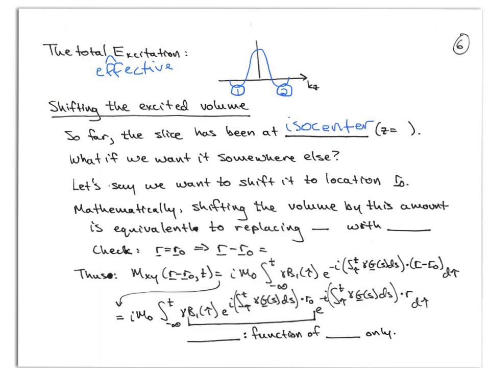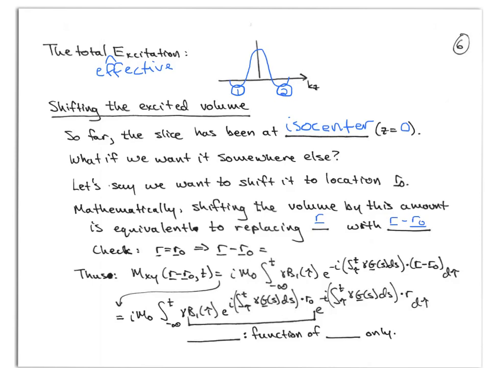So that's z equals 0 centimeters, right? But what if we want to shift it somewhere else? So let's say that we want to shift it to location R0, right? So that could be any point in XYZ space. Now mathematically, shifting the volume by this amount, R0, is equivalent to replacing the argument, the variable R, with R minus R0. That will shift the entire excited volume by the amount R0.